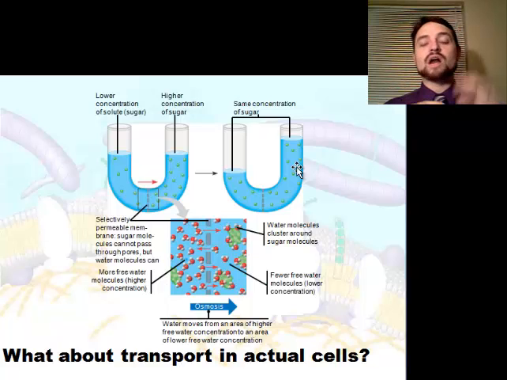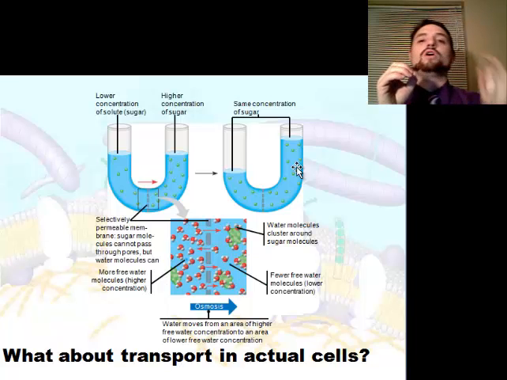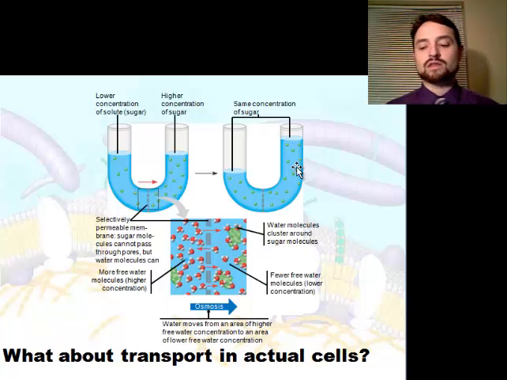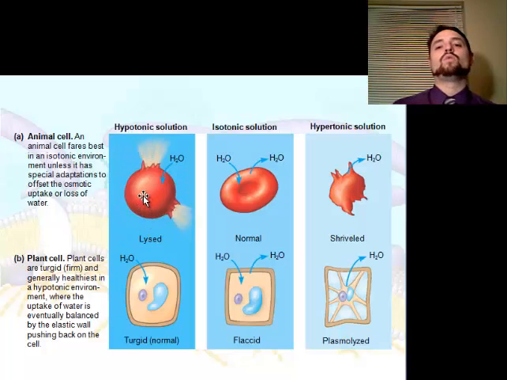So if there's a lot of free water on one side of the membrane, not a lot over here, water will flow across that membrane in the direction of high to low free water molecules. So here's 3 examples that we look at: hypertonic, isotonic, and hypotonic. In a hypotonic solution, there is more free water outside, more solute inside the cell, so water flows in.